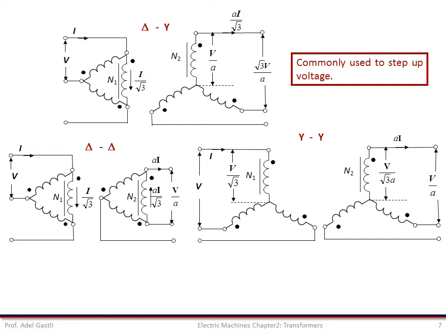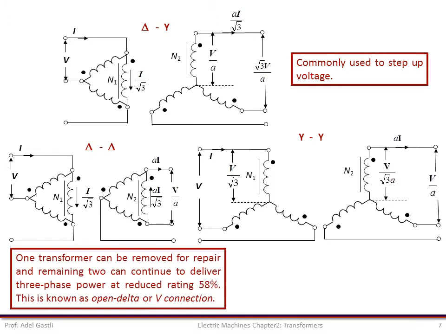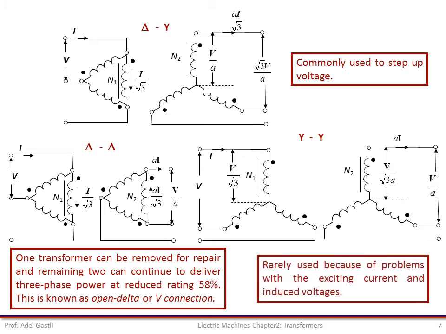For instance, the delta Y connection is commonly used to step up the voltage, while the delta-delta connection has the advantage that one transformer can be removed for repair and the remaining 2 can continue to deliver three-phase power at a reduced rating of about 58% of the original bank. This is known as the open delta or V connection. However, the YY connection is rarely used because of problems with the high exciting current and induced voltage.